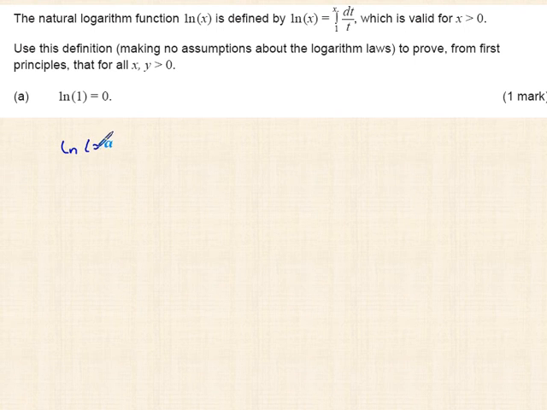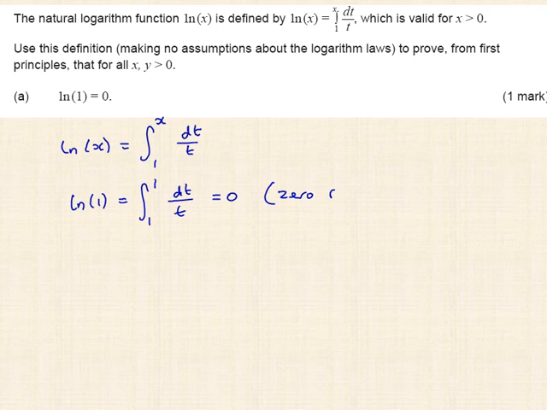So we have log x is the integral from 1 to x of dt over t. So ln 1 would be the integral from 1 to 1 of dt over t, and that has to be 0 because we have a 0 range of integration.